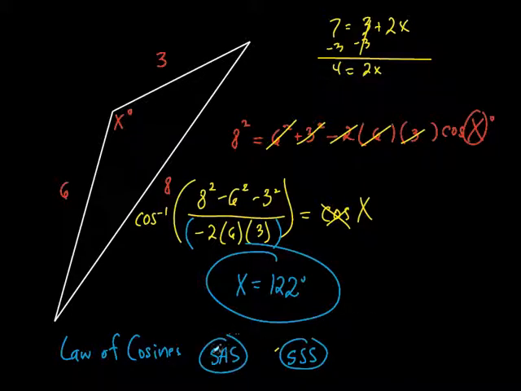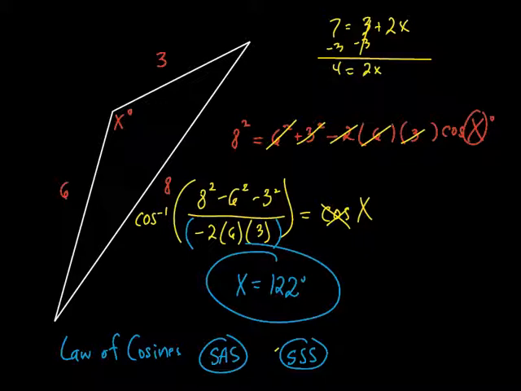So if they give you two sides and an included angle, you'll probably be able to use the law of cosines. And if they give you all three sides, you'll be able to use the law of cosines. So look for those two things. If those two things are true, do those particular problems.